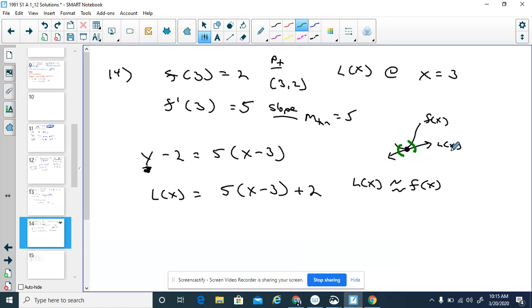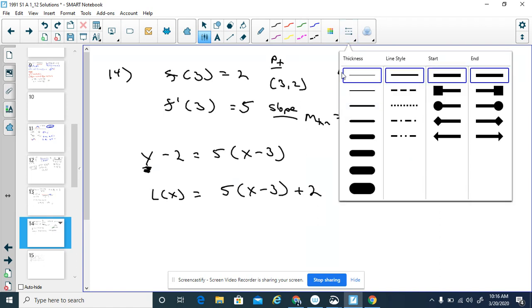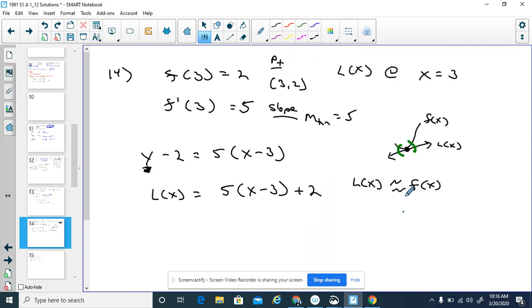Okay, so now the question said, if the tangent line to the graph of f at x equals 3 is used to find an approximation of the zero. All right, so that's a pretty cool question. I didn't read that in the beginning, but I read it now. So you're like, well, how do I do that? Well, you're using L of x to find the zero. So instead of using f of x, you're using L of x. How do you find the zero of a function? You set the function equal to 0.